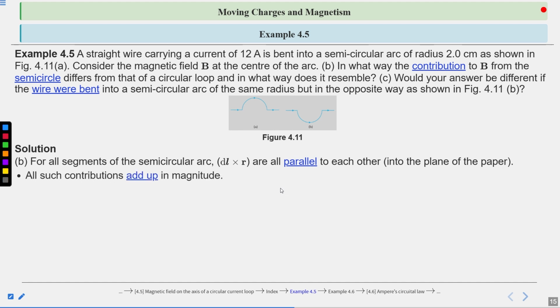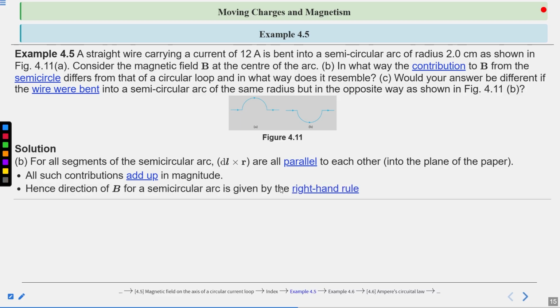All such contributions add up in magnitude. Due to the small elements you are considering on this semicircular loop, all such contributions add up in magnitude. So hence the direction of B for a semicircular arc is given by the right hand thumb rule, as I've already mentioned. So what is the direction? Into the plane of paper.